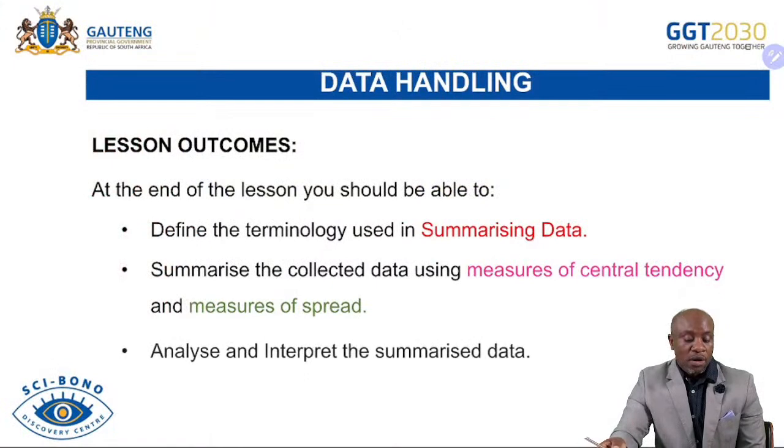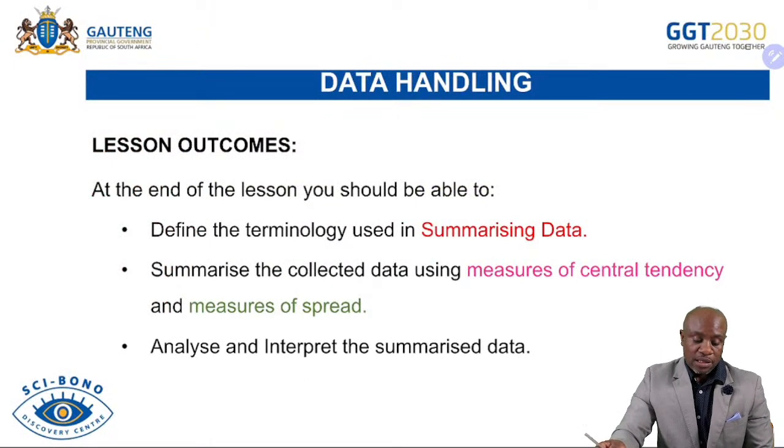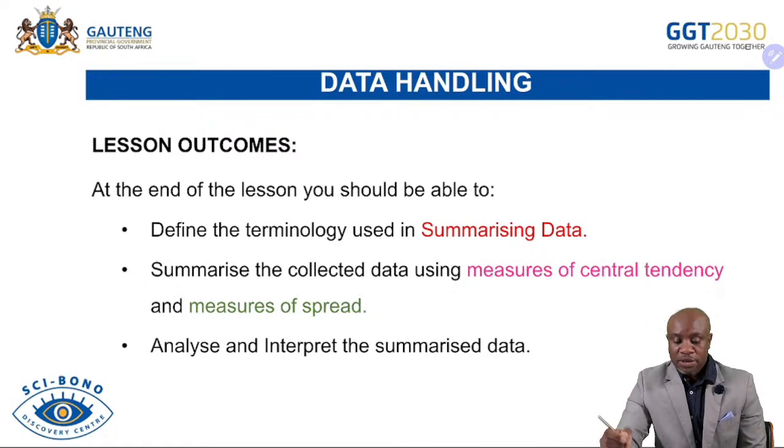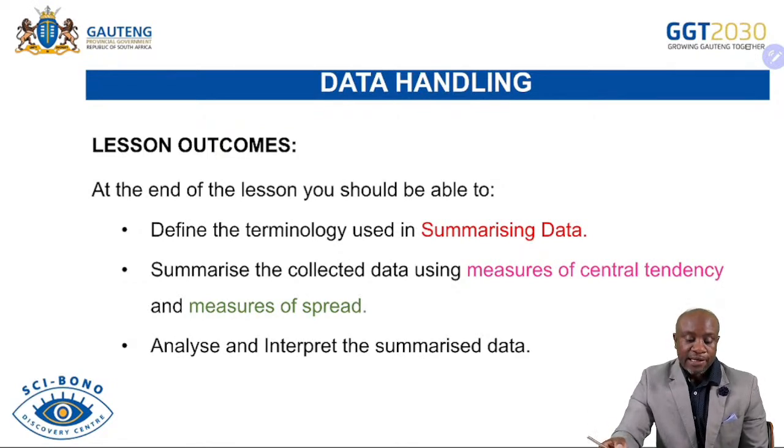At the end of the lesson, you should be able to define terminology, like we did last time, used in summarizing your data. And you should be able to summarize your data collected using measures of central tendency and measures of spread. So we will also look at the analysis and interpretation of the summarized data. Like we said last time, analysis and interpretation of data is done in all the stages of data handling.